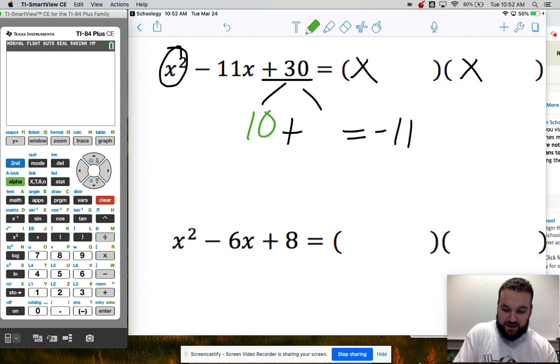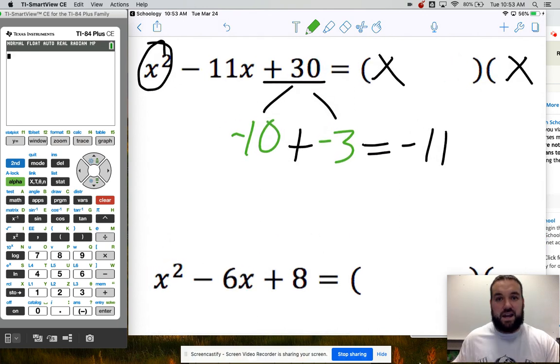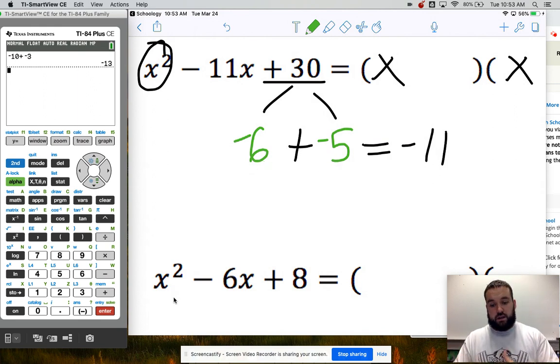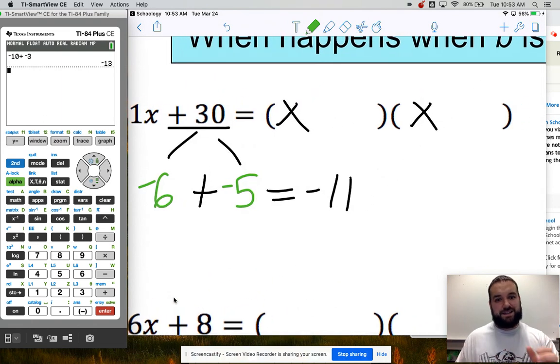Again, the first thing that I think of when I think of 30 is 10 and 3. But if I make them both negative, negative 10 and negative 3 is negative 13, which is not what I want. So we try again. What else multiplies to 30? 6 times 5 is 30. And if I make them both negative, negative 6 and negative 5, sure enough, those make negative 11. Okay. So I found the numbers that work for my multiplies to C and adds to B.